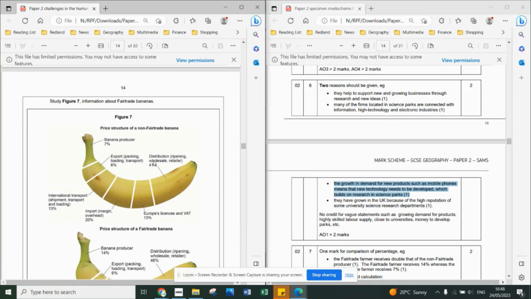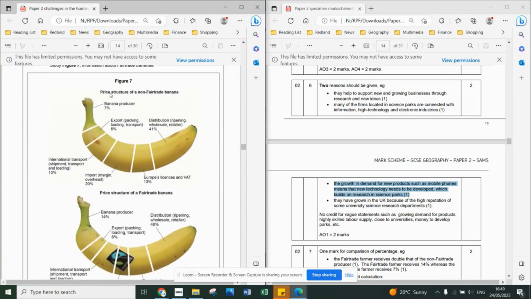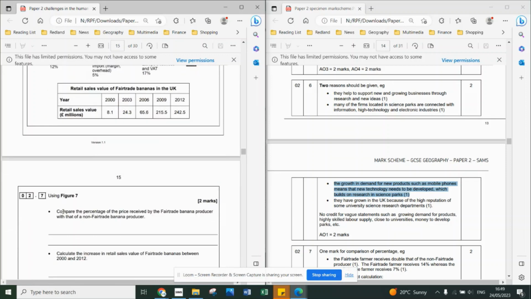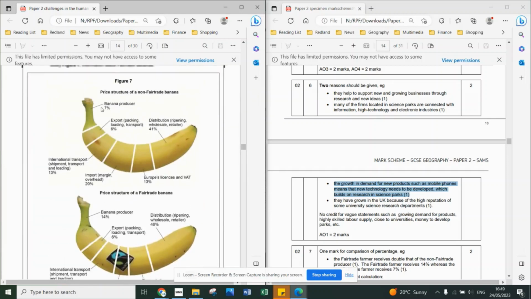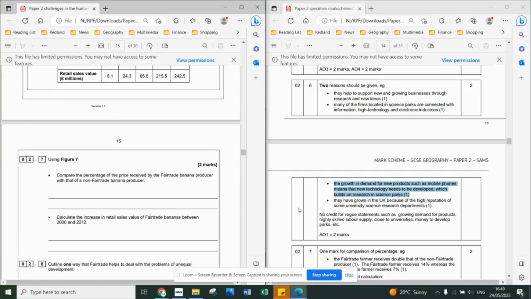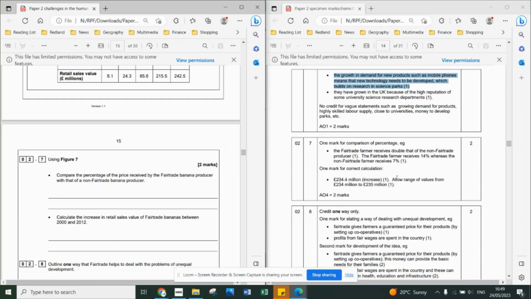Then you've got a figure here about fair trade bananas. You've got a non-fair trade banana here, a fair trade banana here, and it says, using figure 7, compare the percentage of price received by fair trade banana compared to non-fair trade. You've got basically here, it says 7 compared to 14. Fair trade earns double. And calculate the increase in retail value. The increase is 234.4 million. Therefore, anything between 234 and 235 will be accepted.